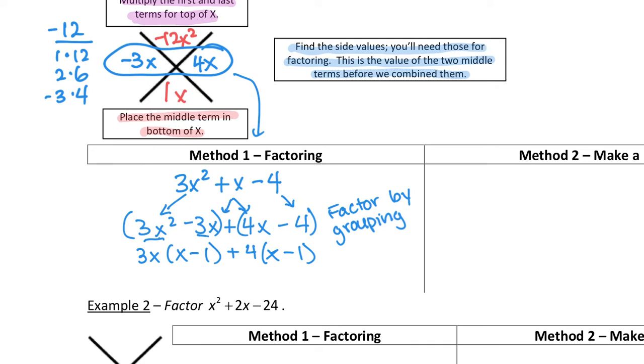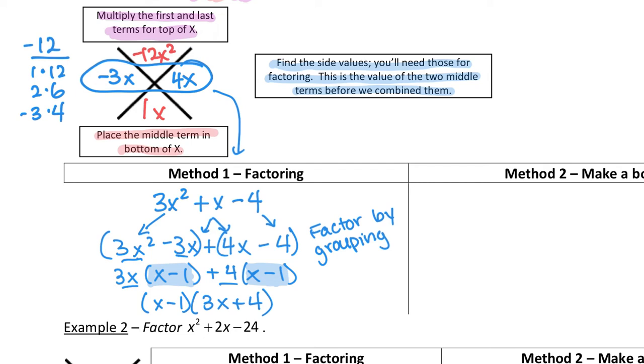Now, if you've done this correctly, the parts in your parentheses should always be exactly the same. If these two don't match, you've done something wrong and you need to go back and make a correction. So I'm going to factor that out first, x minus 1, and then whatever's left over is the 3x plus 4.